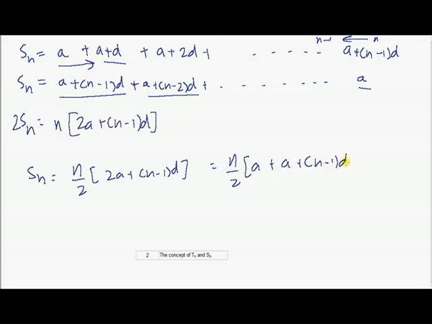Okay, so now basically we have given two formulas. One is this formula, very common. The second is this formula, very useful.